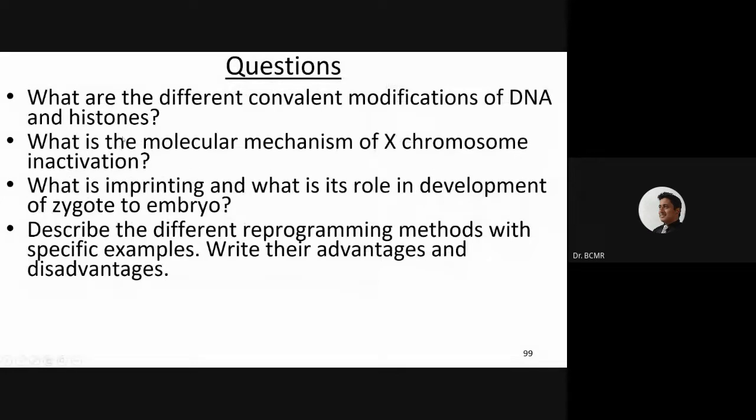Some of the questions that you have to remember are something like this. What are the different covalent modifications that are there for DNA and histones? You should know the chemistry. And what are the molecular mechanisms of X chromosome inactivation? Then what is imprinting and what is its role in development of zygote to embryo? And describe the different reprogramming methods with specific examples. That is why in the PPT I have given you some, and I would want you to pick up 2 or 3 examples each. Okay?